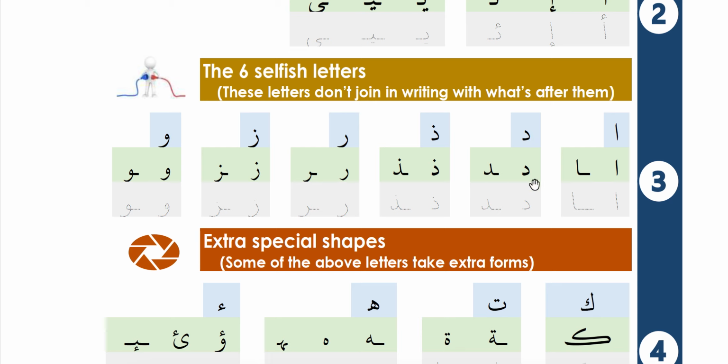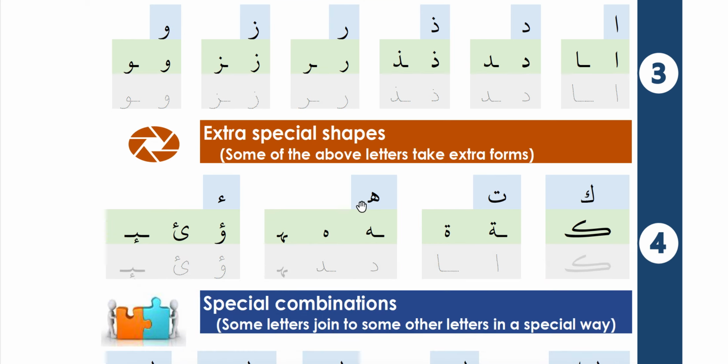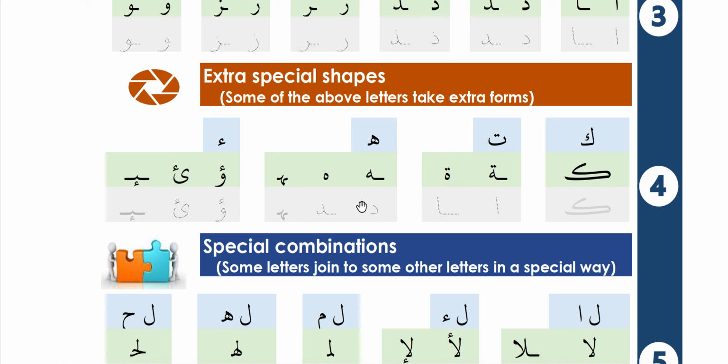Dal, dhal, ra, zay, waw. We have extra special shapes for some of the Arabic alphabet, like kaf, as we said.